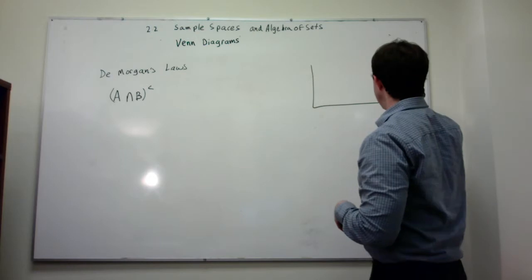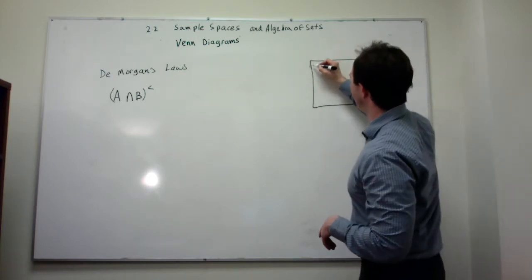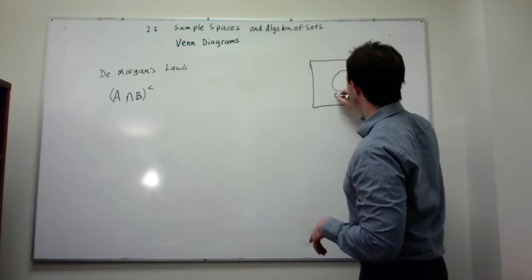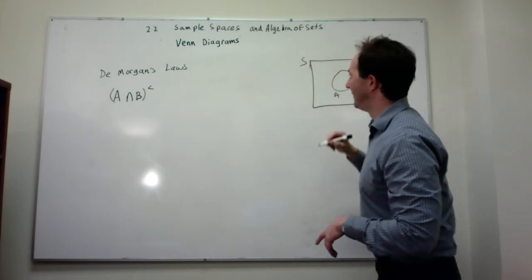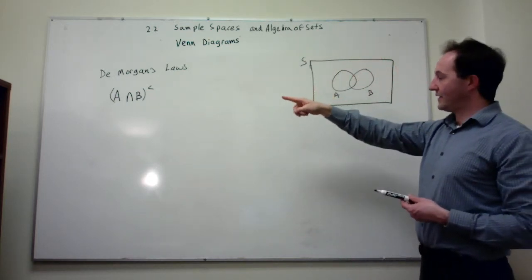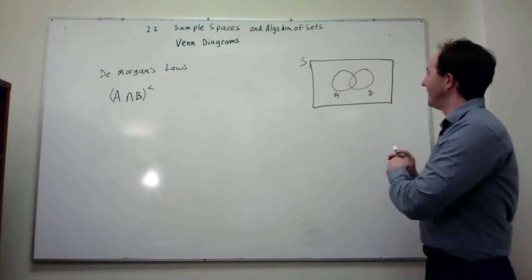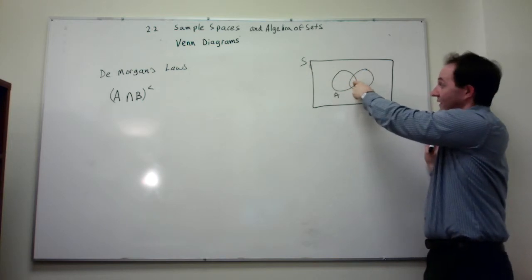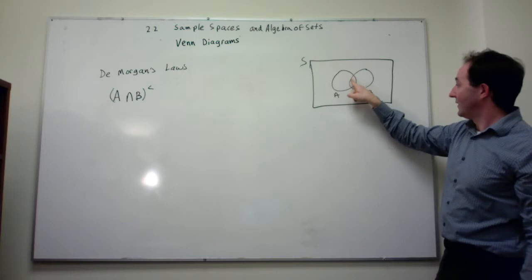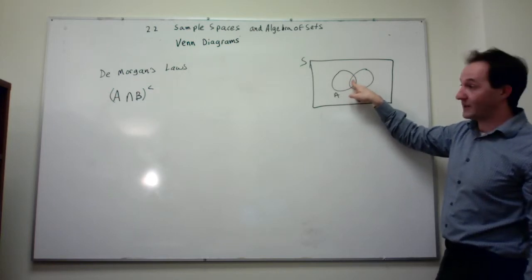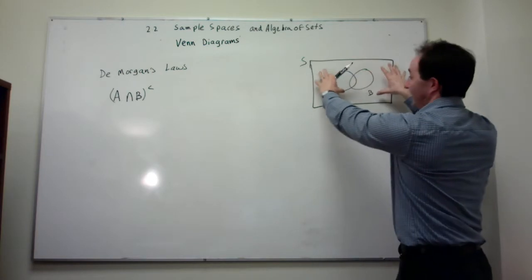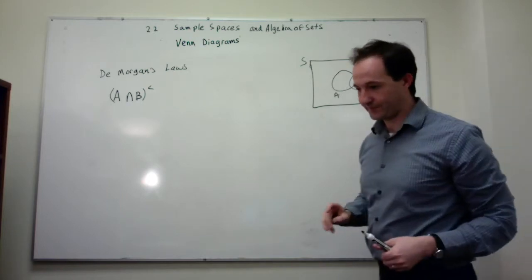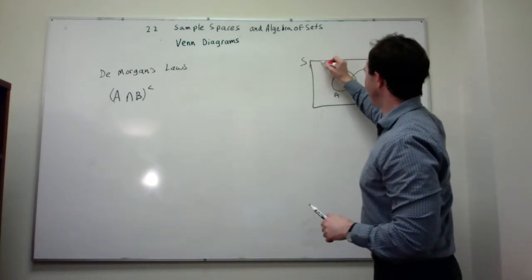It's easier to see what's happening if we draw the Venn diagram. So if I have A there and B there, then A intersection B complement is the set of all the elements that are outside of that intersection there, right? So this section here is A intersection B. A intersection B complement is everything outside of here. So let me just draw what that is.